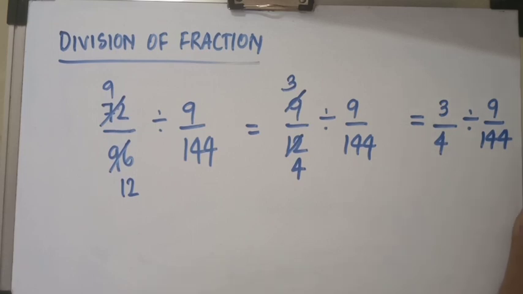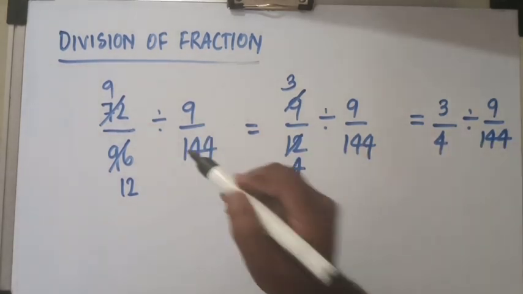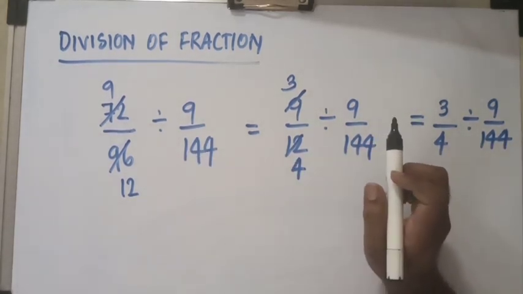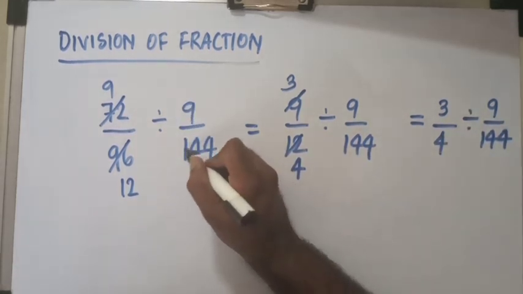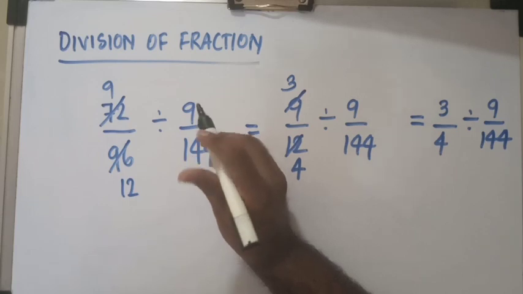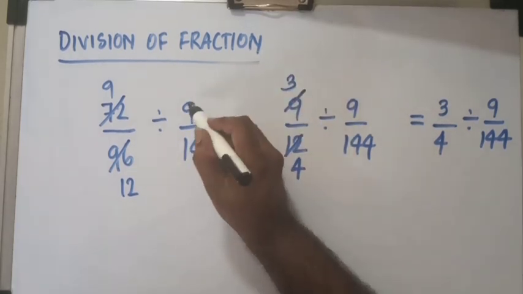Can I simplify 9 upon 144? Yes, I can. How do I do it? See, 4 plus 4 is 8 and 1 is 9. So the sum of the digits is 9. That means it goes in the table of 3, so I can divide it.